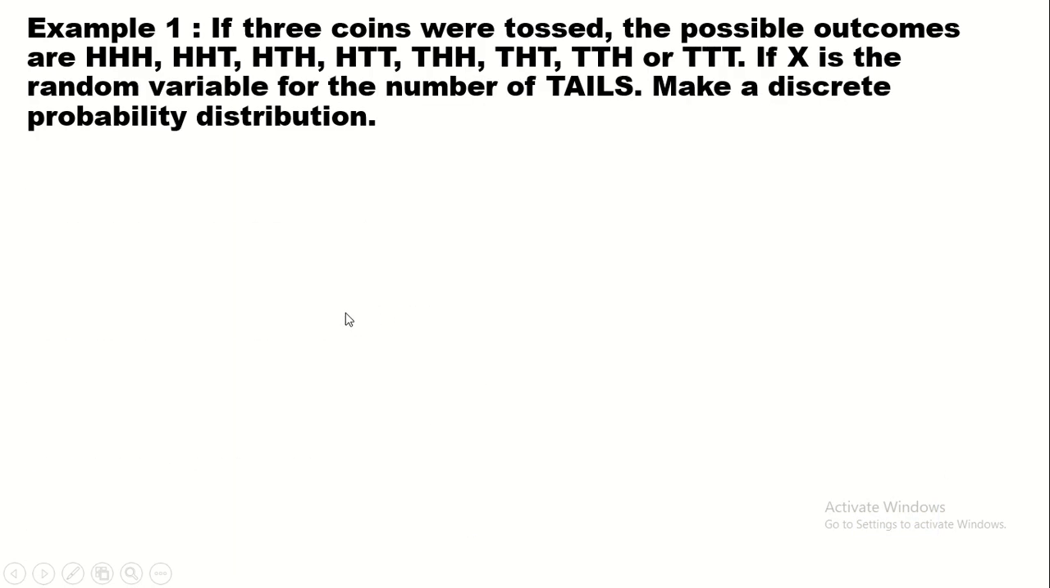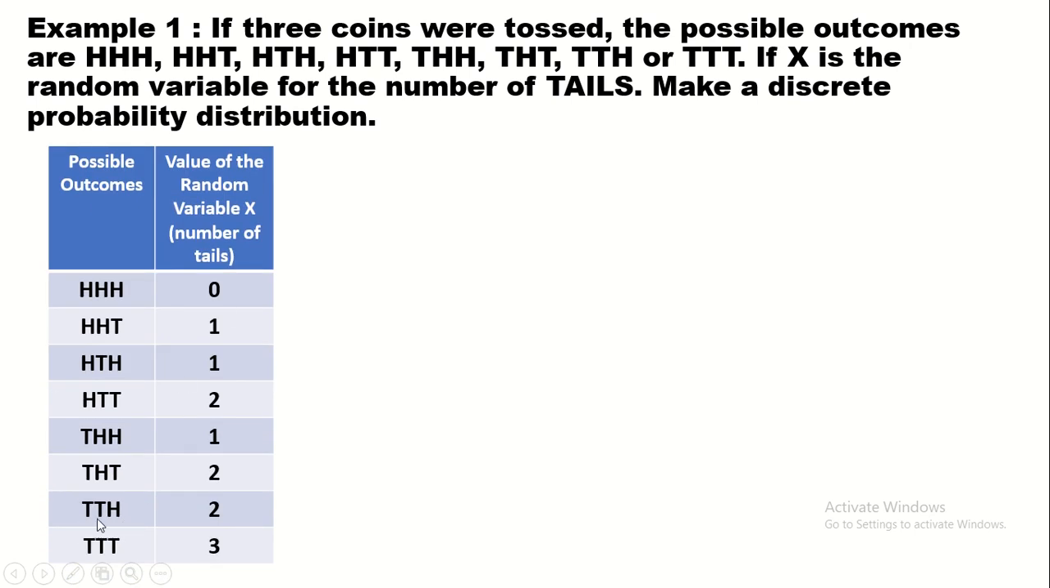Let's have example number 1. If 3 coins were tossed, the possible outcomes are head, head, head; head, head, tail; head, tail, head; head, tail, tail; tail, head, head; tail, head, tail; tail, tail, head; or tail, tail, tail. If X is the random variable for the number of tails, make a discrete probability distribution.